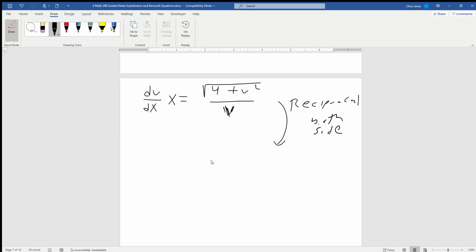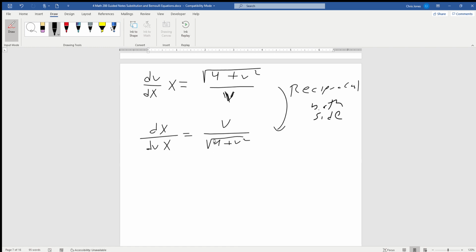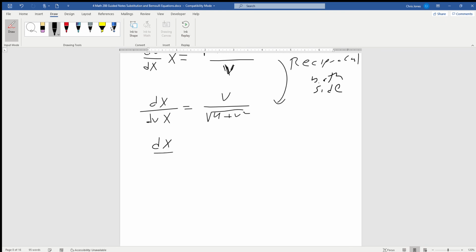If I do so, because it's just one term on each side, I would get dx over dv times x, since dv and x are in the numerator, dx is in the denominator, equals v over root 4 plus v squared. So that's our reciprocal of both sides. We can now multiply both sides by dv, and now we have a really simplistic integral to try to evaluate on both sides. All right, we already know the integral of dx over x is ln absolute x plus c.